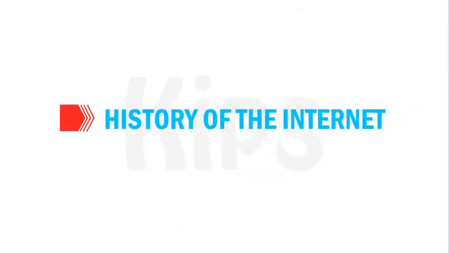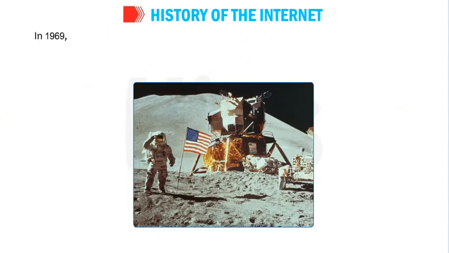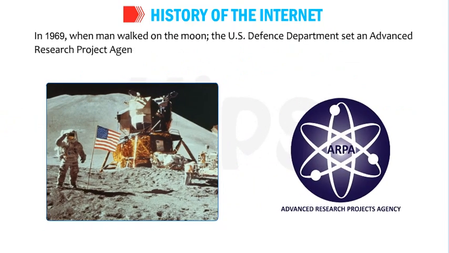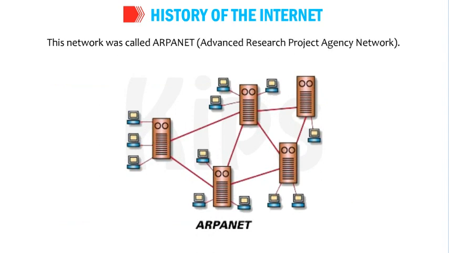Students, let us study about history of the Internet. In 1969, when men walked on the moon, the U.S. Defense Department sent an Advanced Research Project Agency, ARPA, for further research. They designed a network of 4 computers to exchange and share their data. This network was called ARPANET, Advanced Research Project Agency Network.